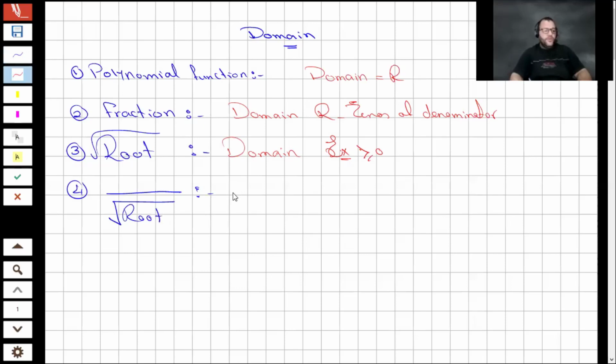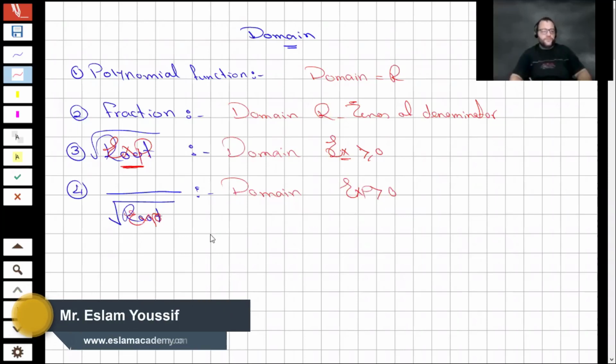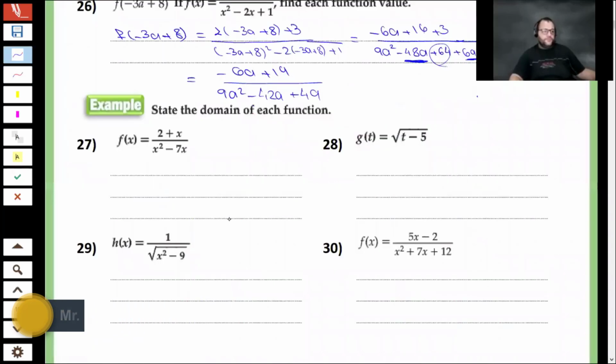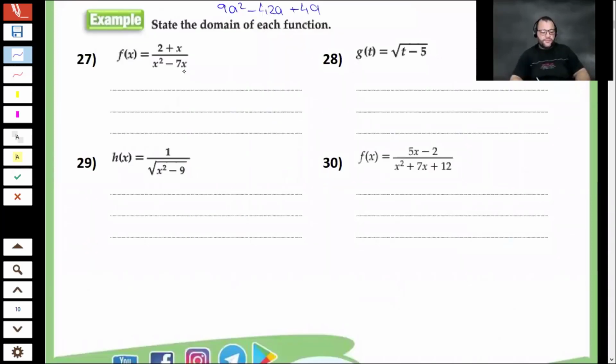So the domain will be: the expression under the square root must be more than 0. Here we have an expression. If it is the square root only, the expression must be more than or equal to 0. If the expression under the square root is written at the denominator, the expression must be more than 0. Do you understand the difference between them? Yes. Okay.